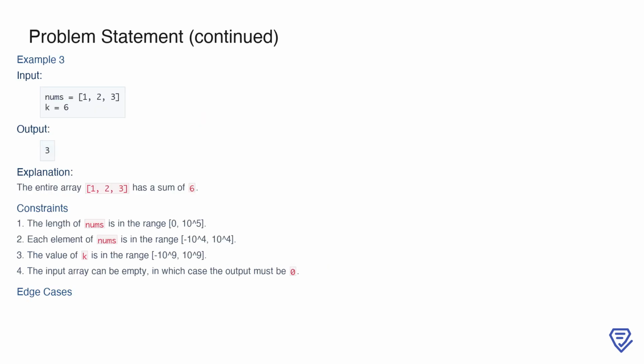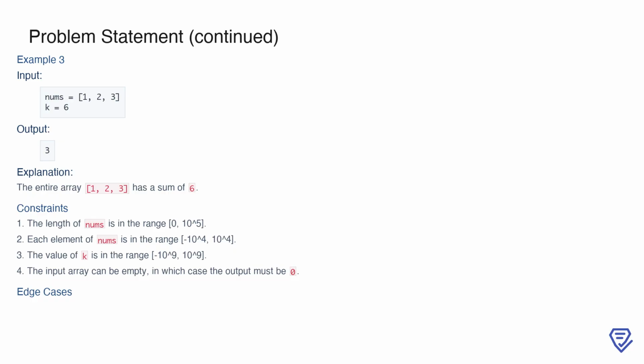In the third example, the array is 1, 2, 3, and the target sum k is 6. Here, the output is 3, because the entire array 1, 2, 3 sums up to 6. This shows that if the entire array meets the condition, its length is returned as the result.